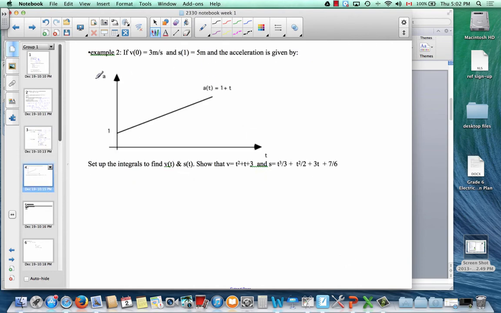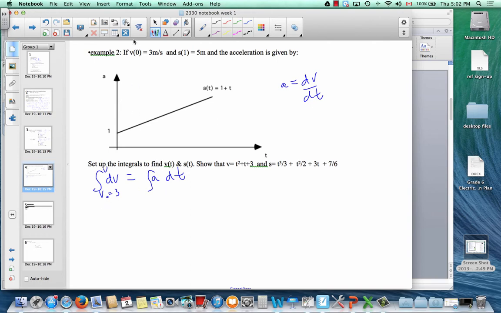So for instance, here's a graph of acceleration, and there's its equation. Acceleration is a function of time. And we want to find the velocity and the position. So we start with acceleration's dv dt, and then we cross-multiply that to get dv is a dt. And then we're going to integrate. This is a velocity integral. So we're going to integrate from an initial velocity. And we're told the initial velocity, by the way, is 3 meters per second. And then we integrate up to some unknown final velocity.